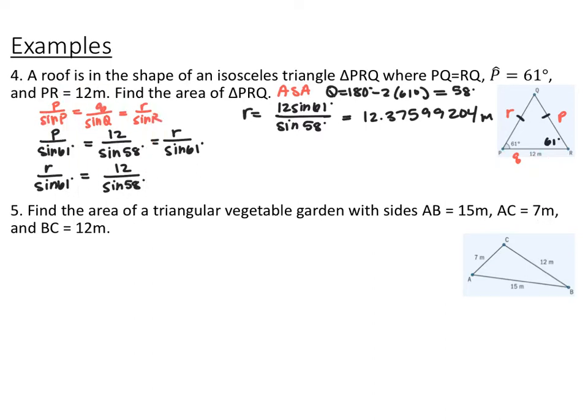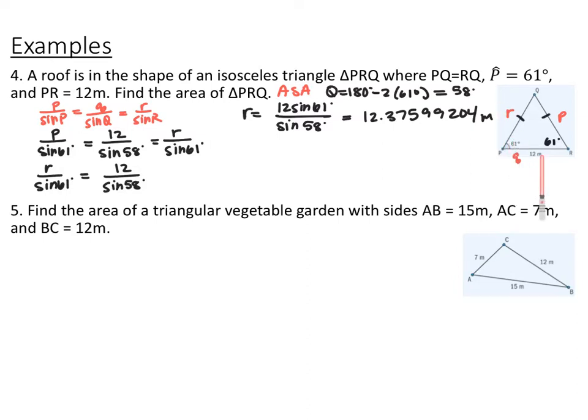So I set up my law of sines. I found our missing angle, angle Q, to be 180 degrees minus 2 times 61 degrees, which would be 58 degrees. And then I solved for one of the two missing sides. They're congruent, so it doesn't matter which one you solve for. You get R over sine of 61 degrees is equal to 12 over sine of 58 degrees, so multiply both sides by sine of 61 degrees, and R or P, either one, is 12.37599204 meters. So now you have a side angle side triangle.